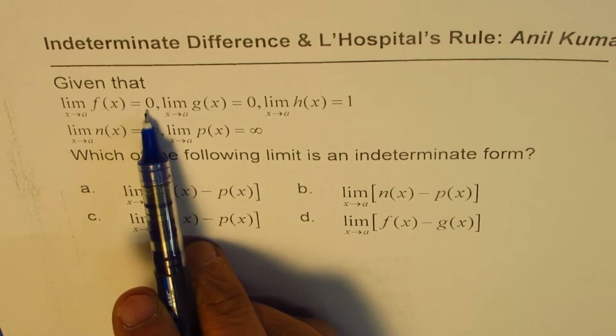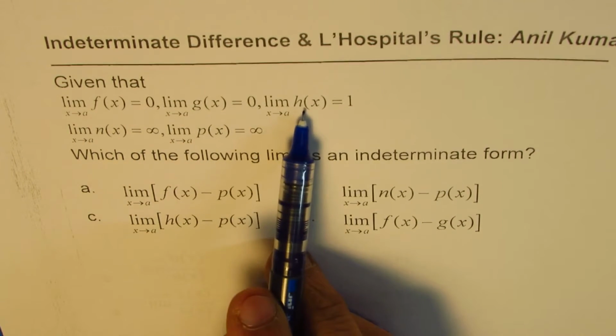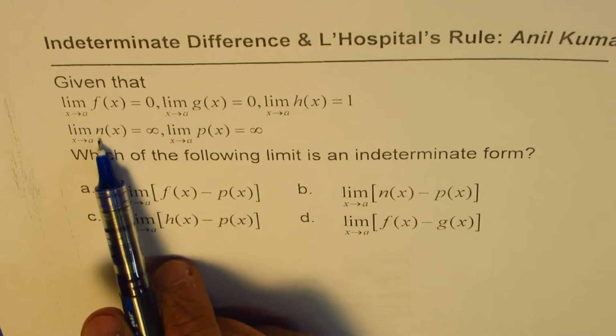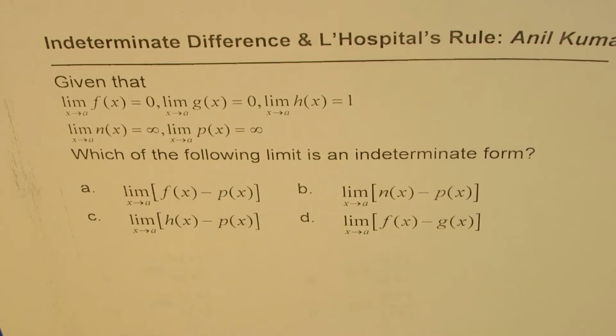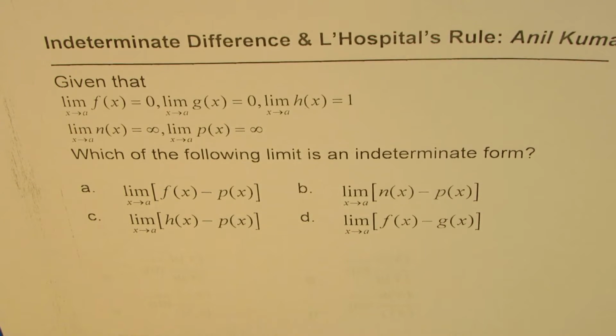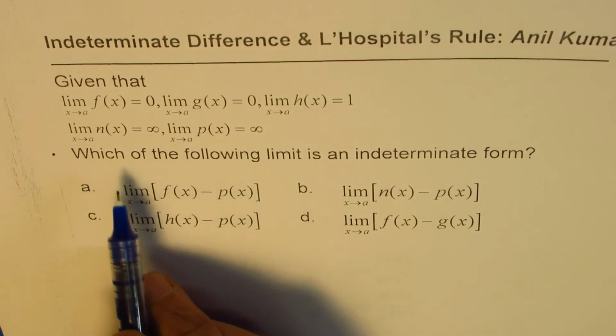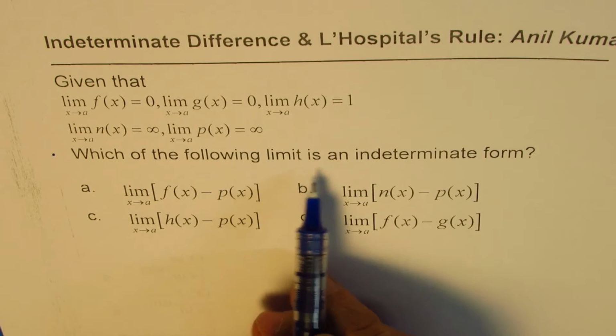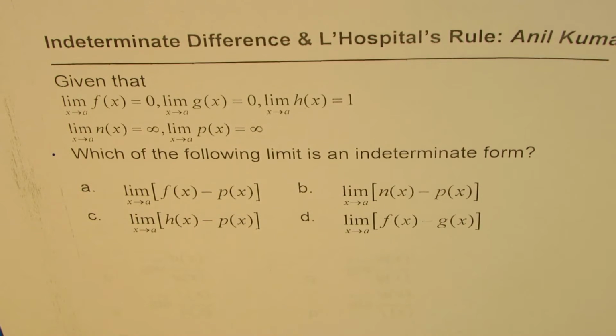For f of x it is 0, for g of x it is 0, for h of x it is 1, for n of x and p of x it is infinity as x approaches a. Now the question is, which of the following limits is an indeterminate form?